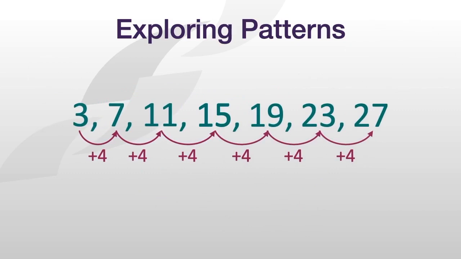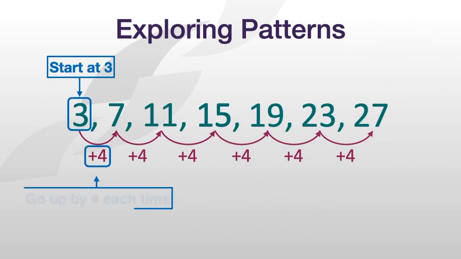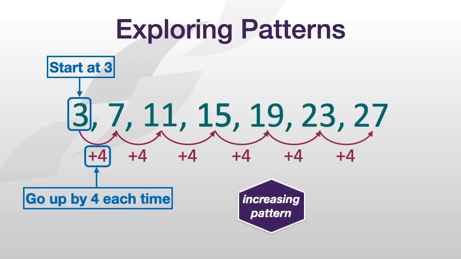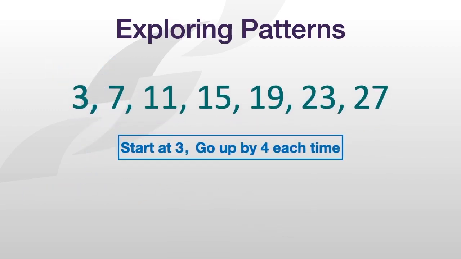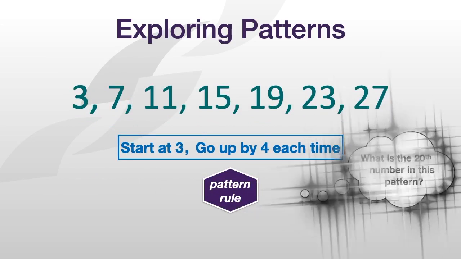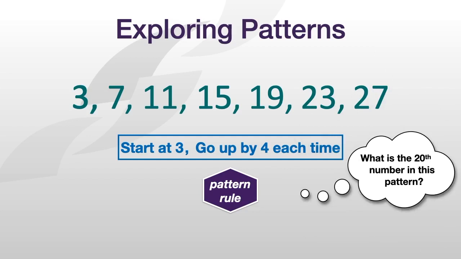Now that we have our pattern, we can describe it by saying that it starts at 3 and goes up by 4 each time. Because this pattern is going up, it is called an increasing pattern. When we are able to generalize a pattern this way, it is called a pattern rule. We can then use a pattern rule to figure out later terms in the pattern. For example, how can you figure out what the 20th term in this pattern would be?